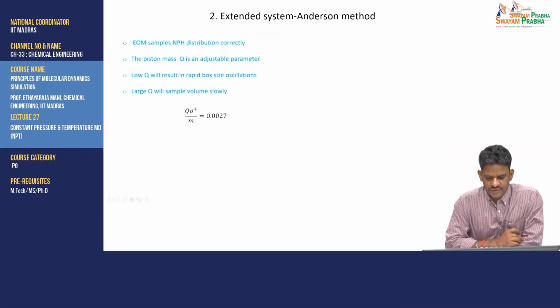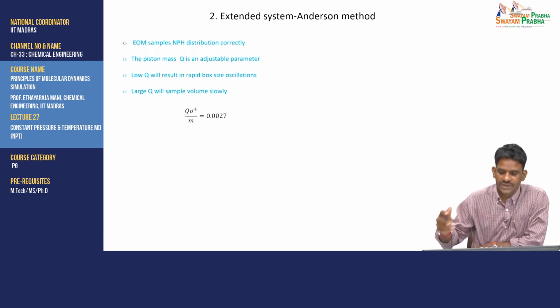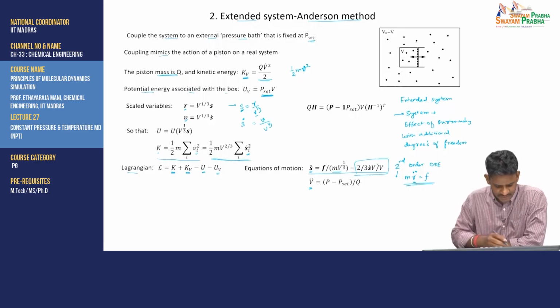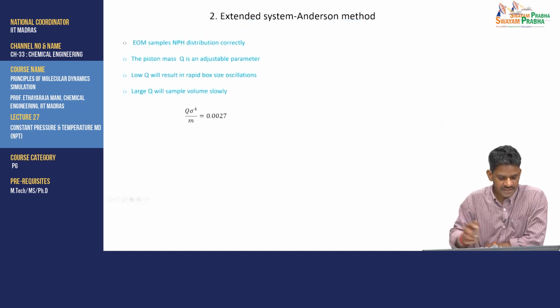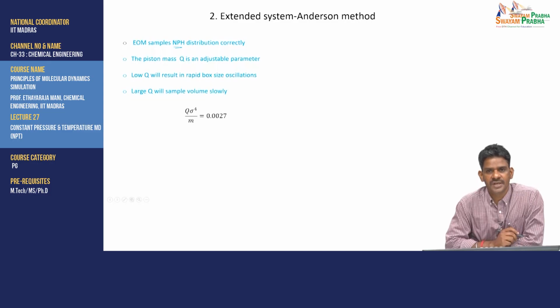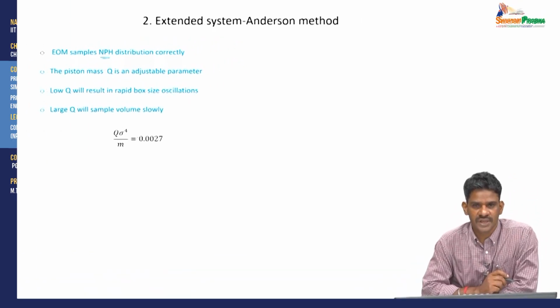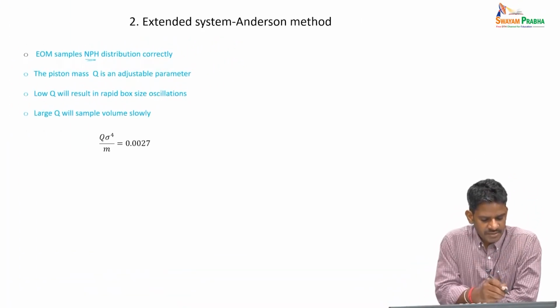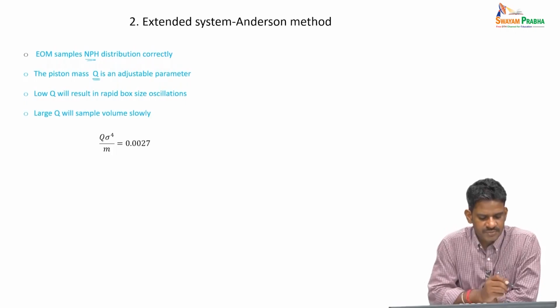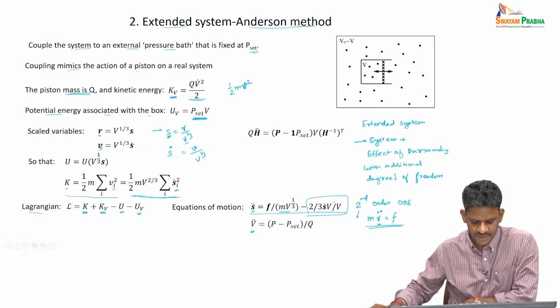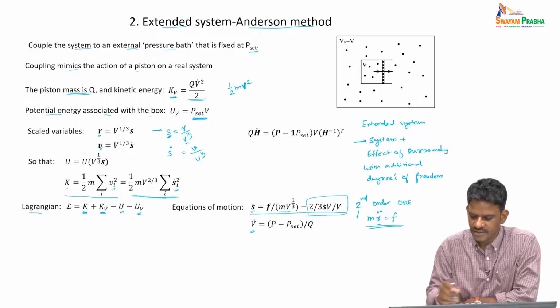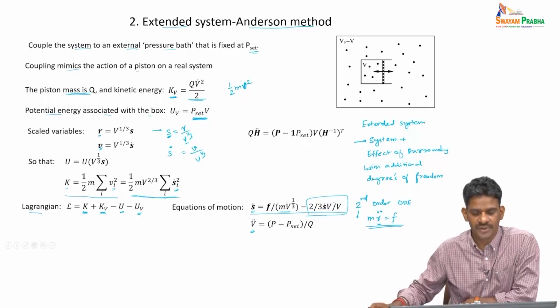So a few things to discuss about the Andersen method would be that this equation of motion that we discussed here, with some additional kinetic energy and potential energy, and then the corresponding change in the equation of motion, can be shown to actually sample what is known as the constant enthalpy or NPH distribution correctly. And this piston mass parameter Q is basically an adjustable parameter. Like I said before, it basically says how strongly the system and the surroundings are coupled.